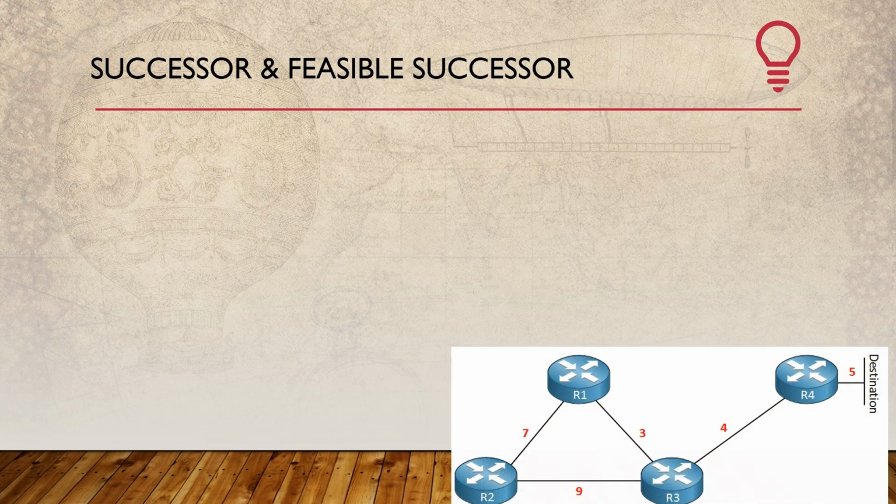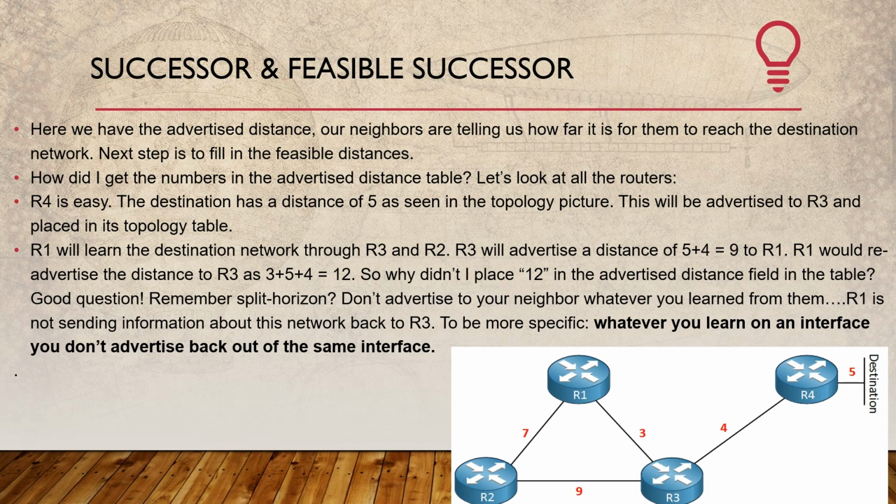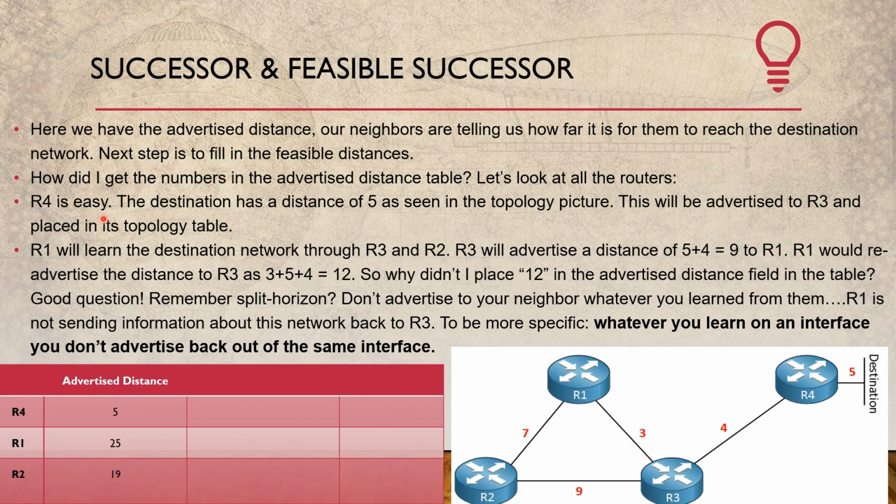Let's do the calculation. Here we have the advertised distance. Our neighbors tell us how far it is for them to reach the destination network. Next step, we'll fill in the feasible distances. How do we get the numbers of the advertised distance in the table? Let's look at all the routers. R4 is very easy. The destination has a distance of 5 as seen in the topology picture. This will be advertised to R3 and placed in the topology table.